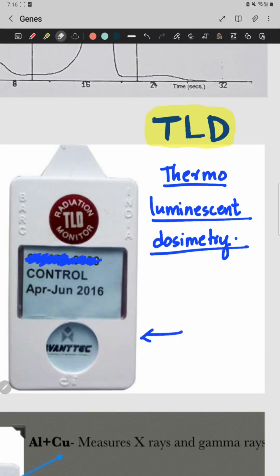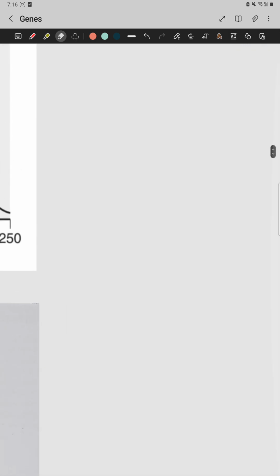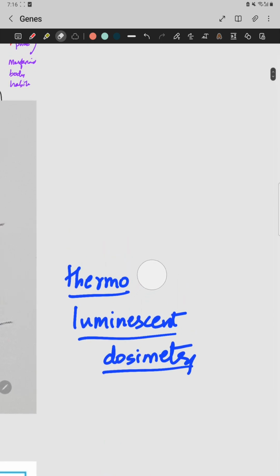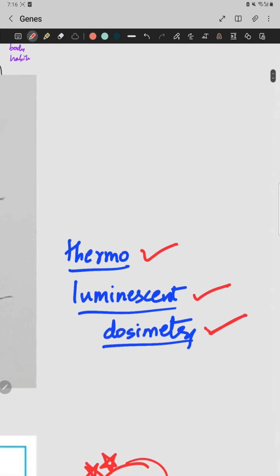Hello, so I'll be talking about TLD badges today, that is thermoluminescent dosimetry. Before going into depth of what the parts of it are, let us know what thermoluminescence is. Thermoluminescence, as the name says, means that on heating, there is light being produced, and the absorbed dose is being measured here, that is the dosimetry.